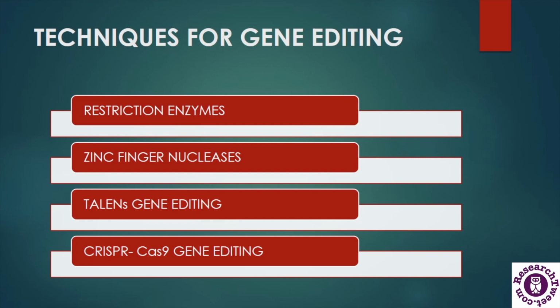The fourth technique, the major technique which has evolved recently and is used for gene editing, is called CRISPR-Cas9 gene editing. CRISPR-Cas9 is a method named for CRISPR associated proteins which are used for gene editing. This was discovered by Jennifer Doudna and Emmanuelle Charpentier, and both scientists were awarded the Nobel Prize for their discovery. CRISPR as a gene editing tool has gained popularity nowadays.